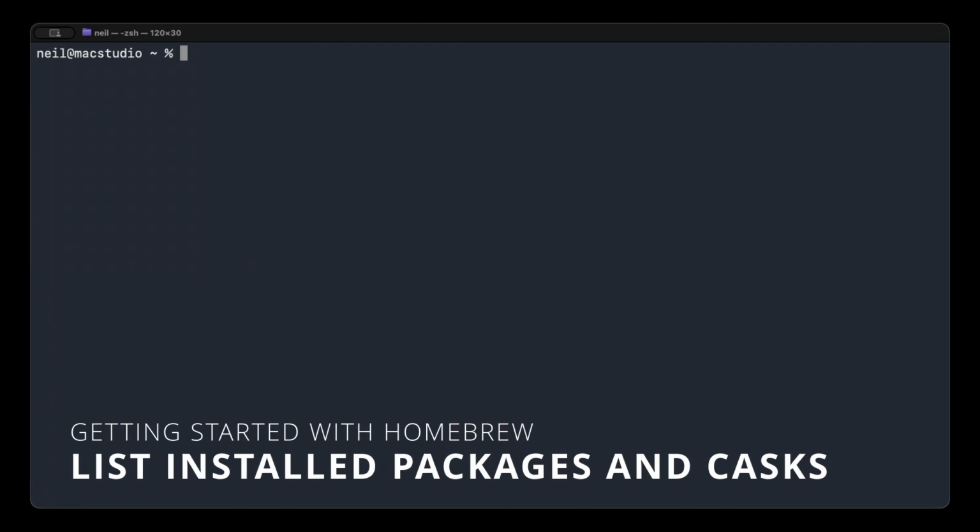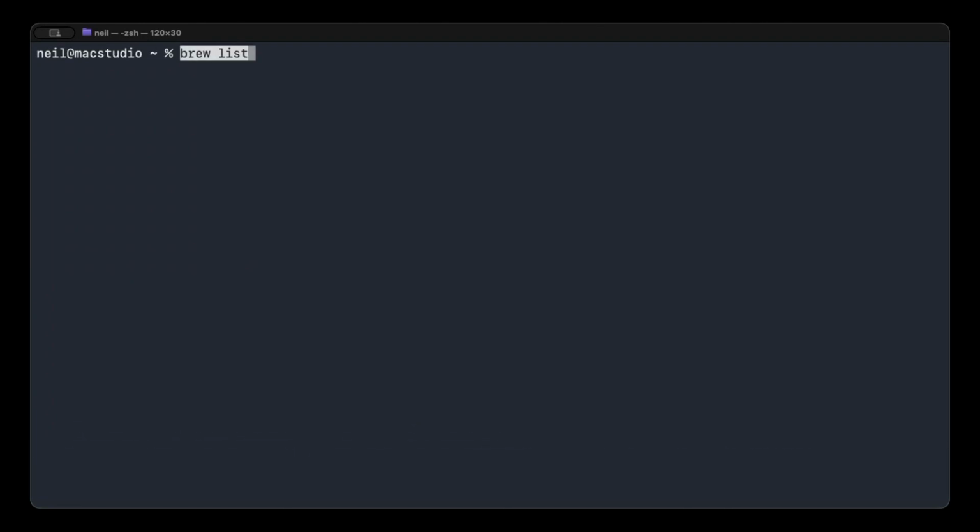Now that there's something installed, you can check what you have installed by running brew list. As you can see, there is htop installed along with a few other packages that were installed as dependencies. And under the casks section, we can see we've got pgadmin4 installed as well.